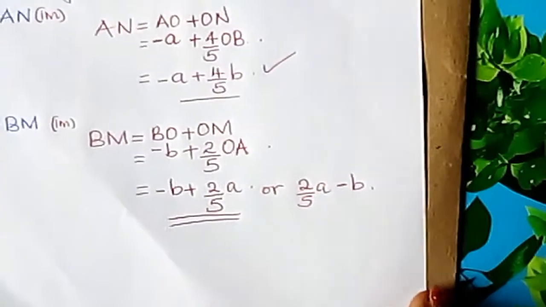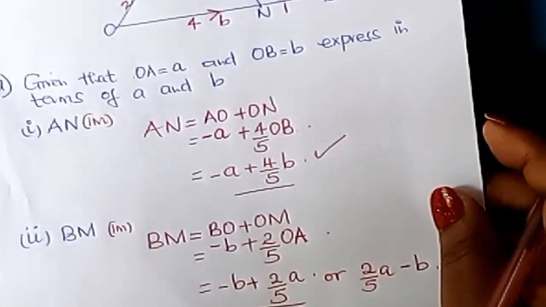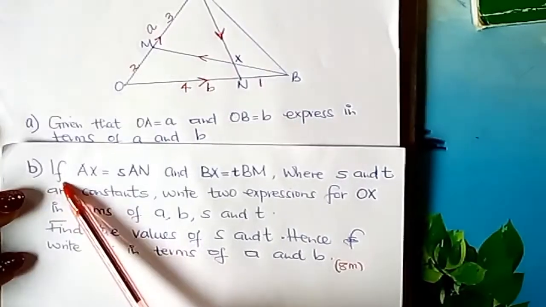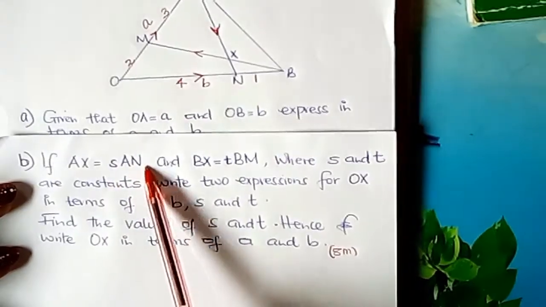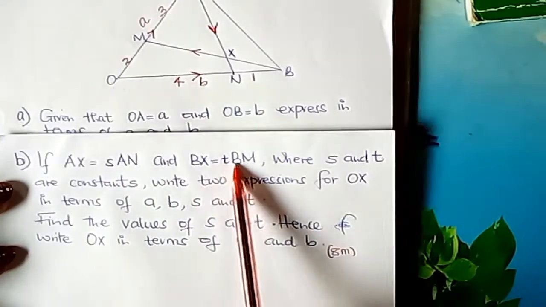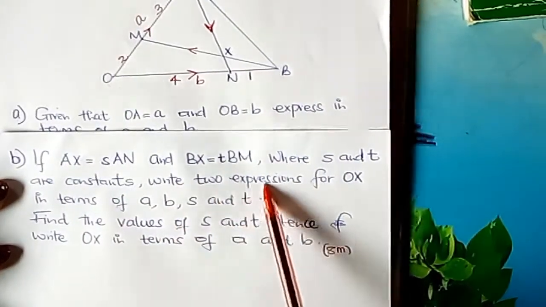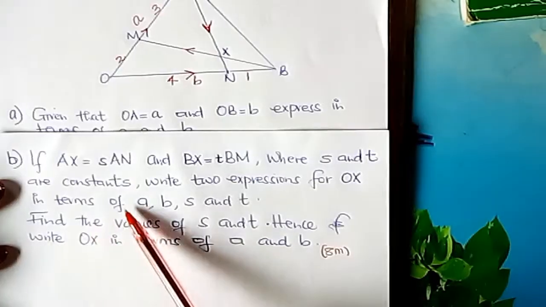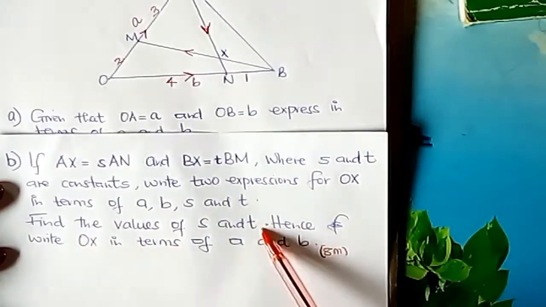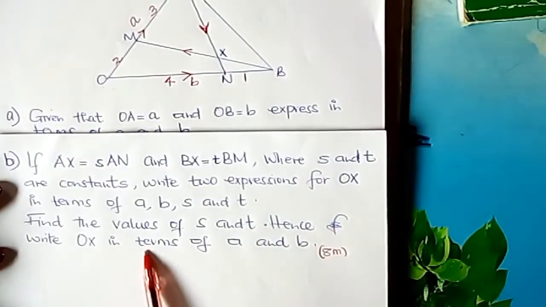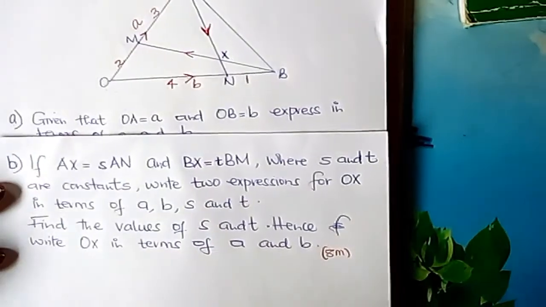So from there, learner, we go to part B. You are told that if AX is equal to s of AN, and BX is equal to t of BM, where s and t are constants, write two expressions for OX in terms of a, b, s, and t. Then find the values of s and t. Hence, write OX in terms of a and b. It was carrying a lot of marks. Let us look at it.